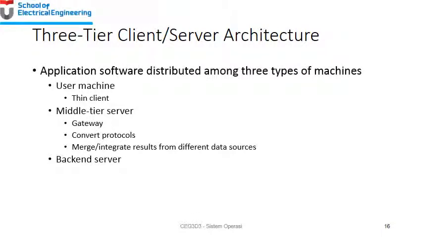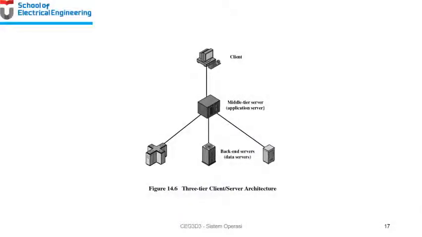Three-tier client or server architecture. Application software is distributed among three types of machines. First, user machine using a thin client. Second, middle tier server, a gateway, converts protocols, merges or integrates results from the different data sources. And this is the picture of three-tier client or server architecture.